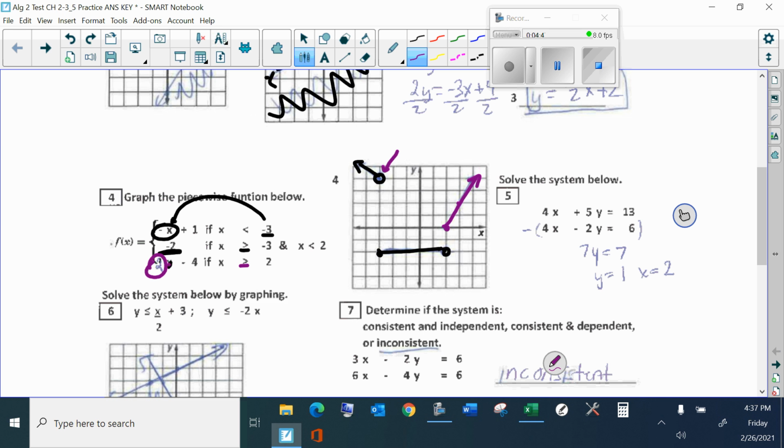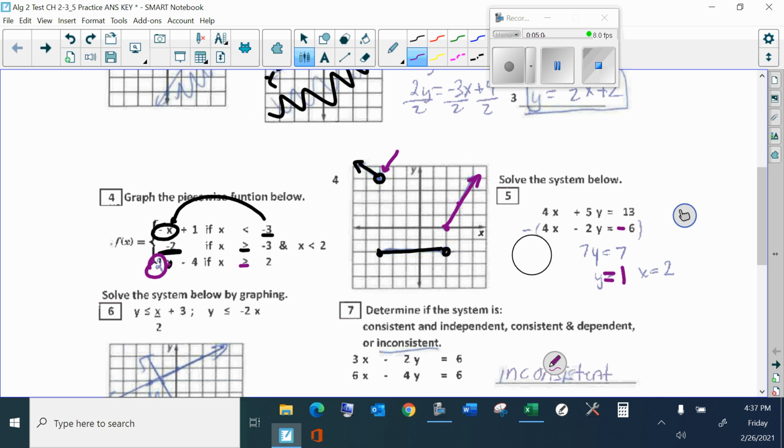All right, number 5. Solve the system below. It has 4x and -4x, so I can multiply the bottom row by -1, and that wipes out the x's. I get 5 plus 2 is 7y, and 13 minus 6 is 7. So you get y equals 1.